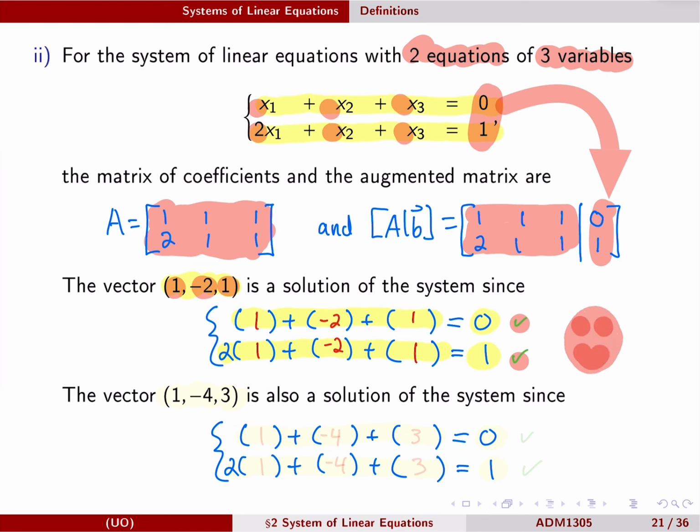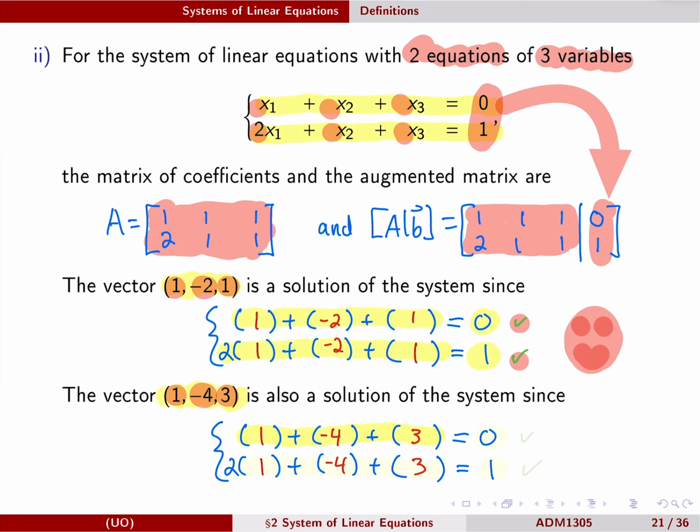But you can have more than one. So for example, let's check if the triplet 1, minus 4, 3, which is a different triplet, is also a solution. So solutions are not unique in general. Again, you just plug in: all the x1 you replace by 1, all the x2s now by minus 4, and the x3s by 3. And let's check if we have equality.